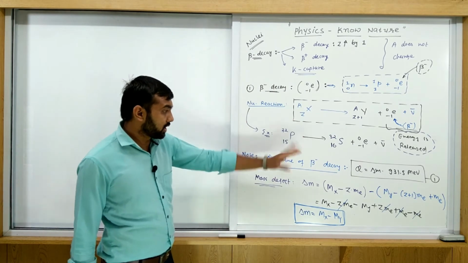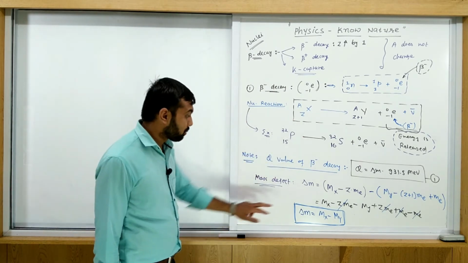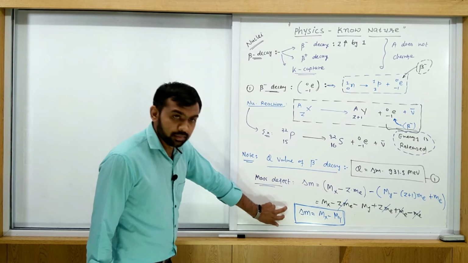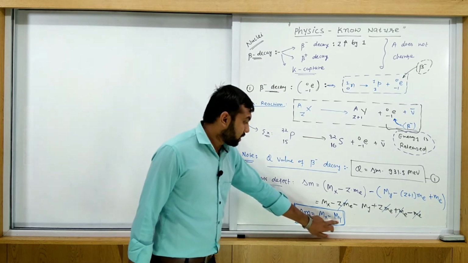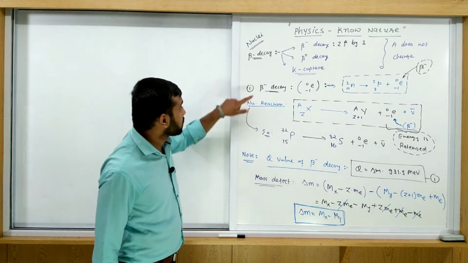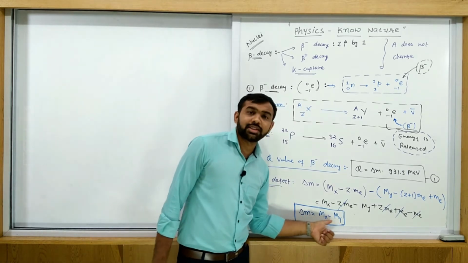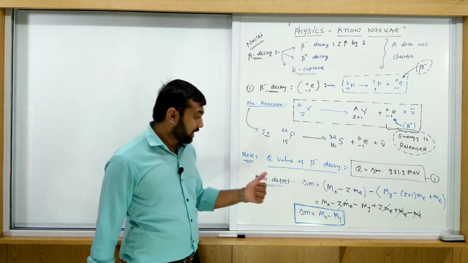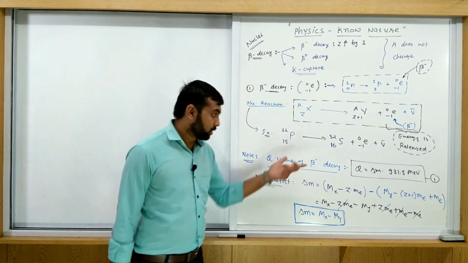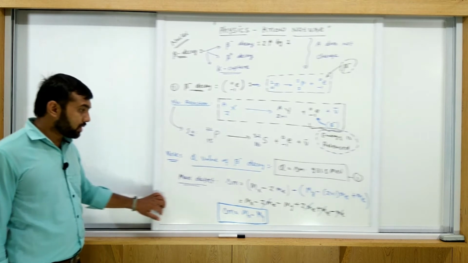That is a quite important note you must take here. Again, delta M is equal to mx minus my in the case of beta minus decay, where mx and my are the mass of element X and the mass of element Y. So this way. Now let's come to the discussion of beta plus decay.